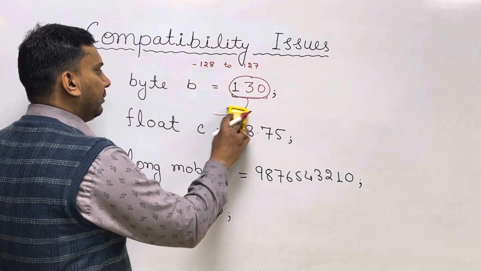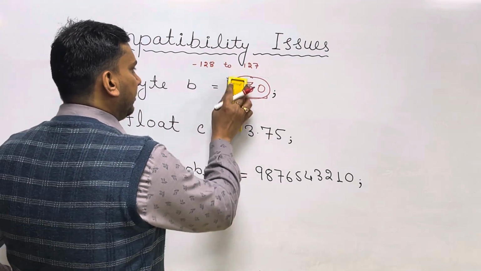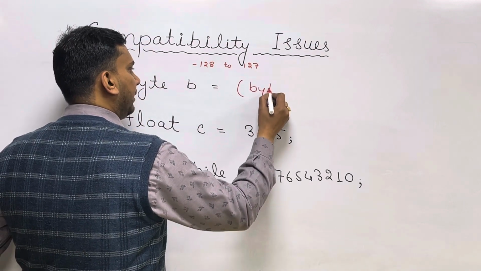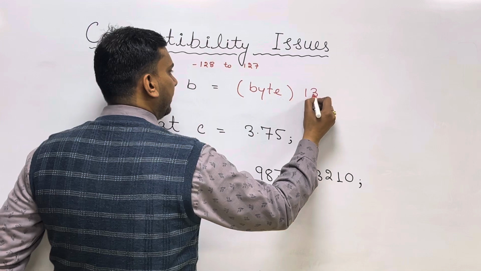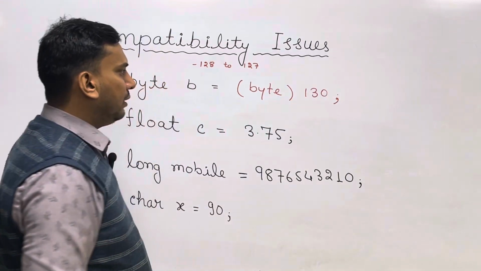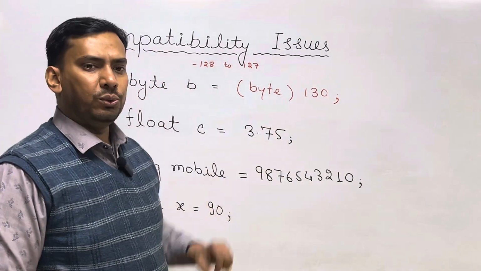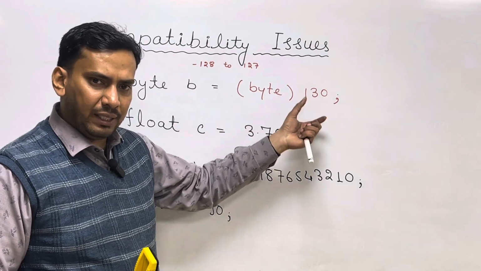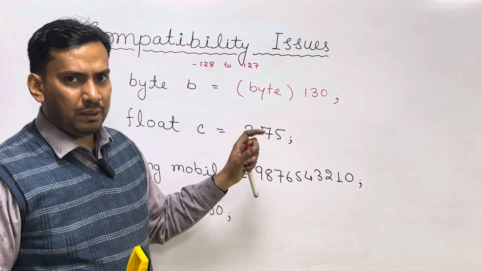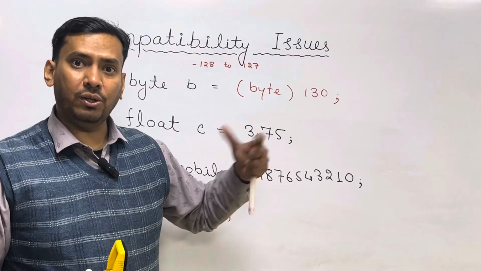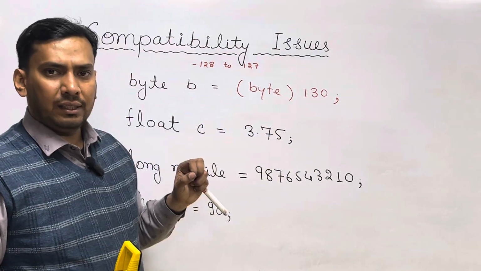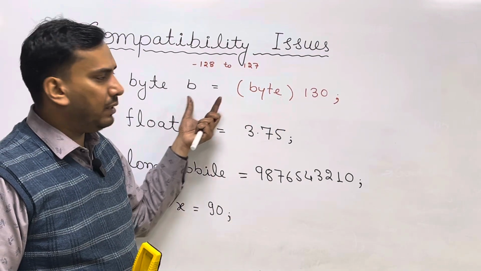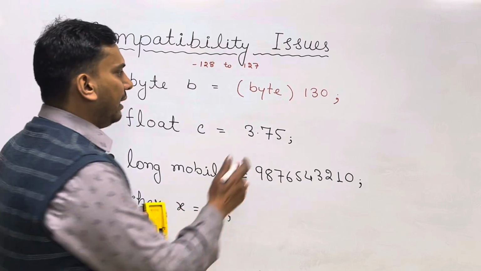So how you can execute this code? You can write something like this. Here you have to do the type conversion into byte and then you will write 130. So this is your rule of integer types. If you are trying to assign the value within the range, then there will be no problem, but if you are trying to assign the value beyond the range, then it will give you compilation error, and if you want to still assign in this variable, then you have to go for this typecasting.